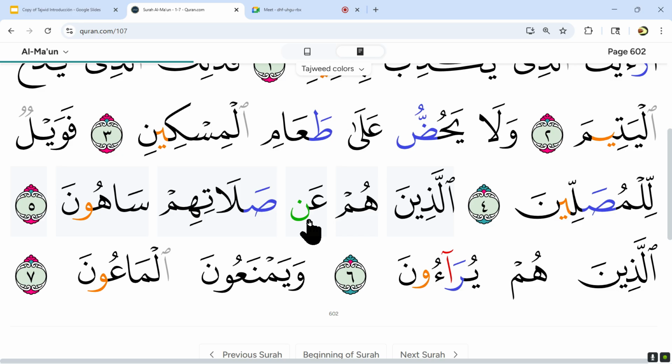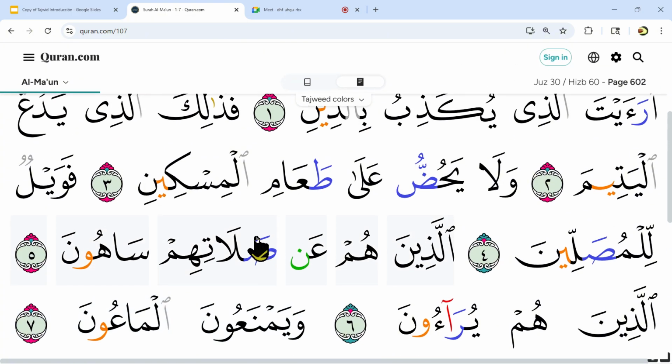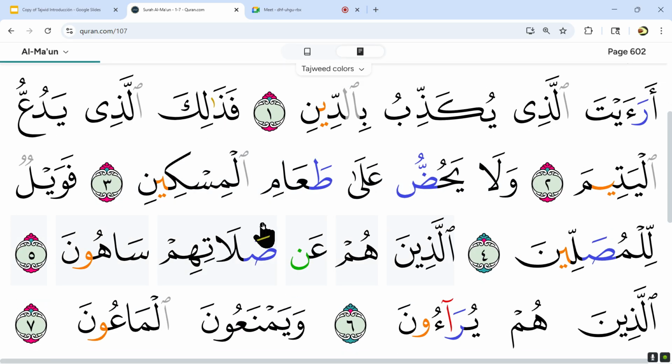صلاتهم. We're prepping our mouth for the sod, and we're not pronouncing that noon clearly because of ikhfa, we have to kind of mute it. I think I got it, because this time I'm actually not touching the top of my mouth. صلاتهم. Yeah, I can hear that it's muted more. You want more of a muted sound. So that's better, right? Yes, it was.